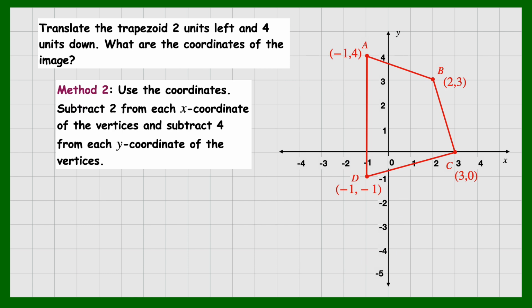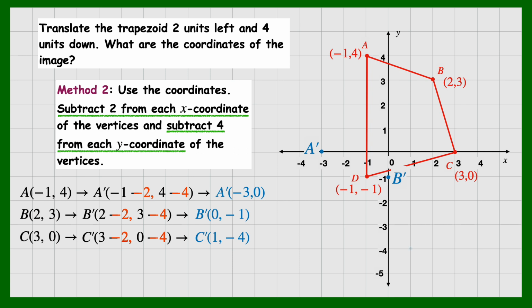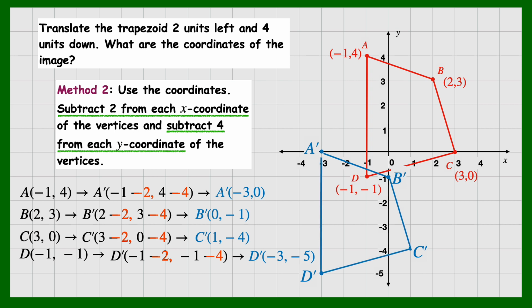If you use the second method, you would subtract 2 from each x-coordinate and subtract 4 from each y-coordinate. Starting with point A, we subtract 2 from negative 1 and subtract 4 from positive 4. This gives us the coordinate negative 3, 0 for point A prime. Then we'll do the same process for point B, then point C, and finish up with point D. The last step is to close the figure, and we're done.